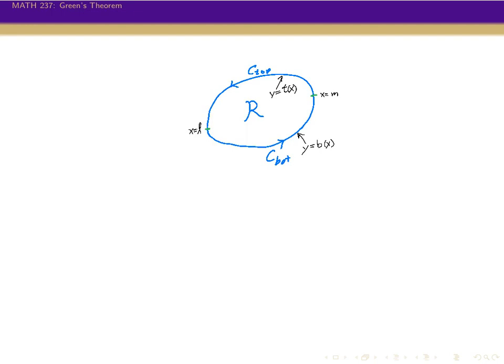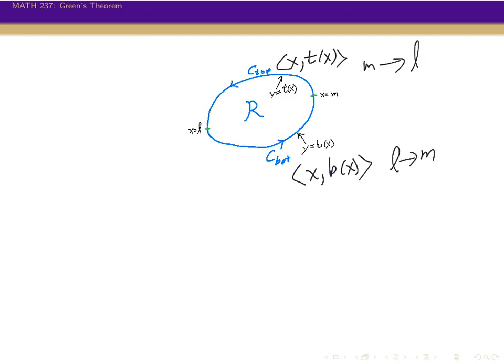So how can we parameterize the top? We saw this before. The top is x comma t of x, where we're going from m to L. The bottom is x comma b of x, and we're going from L to m. And so the top integral, let's call it c top, of f of x, y, dx.